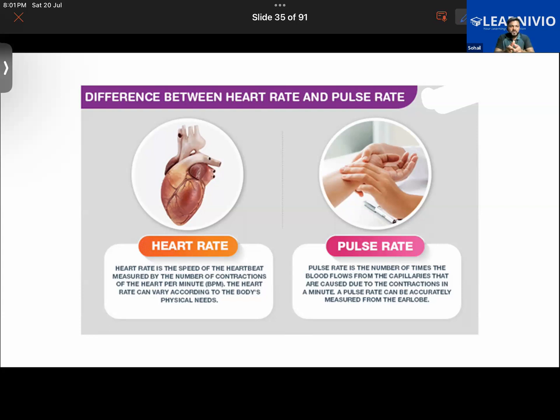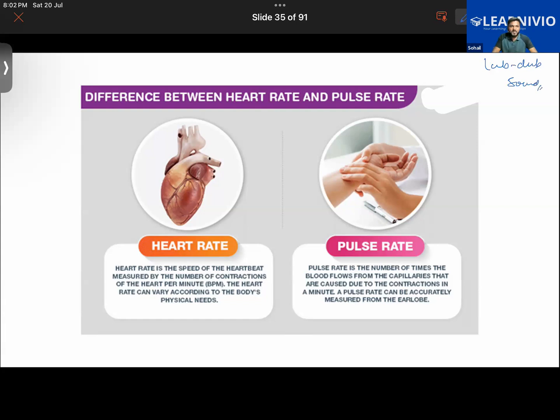Heart rate is the speed of the heartbeat measured by the number of contractions of the heart per minute, bpm. The heart rate can vary according to the body's physical needs. So when we talk about the heart rate, we mean the number of times the heart would be beating in a minute. Meaning it's the beats per minute. Also, if you have ever observed the sound of the heartbeat, it produces a lub dub sound like this.